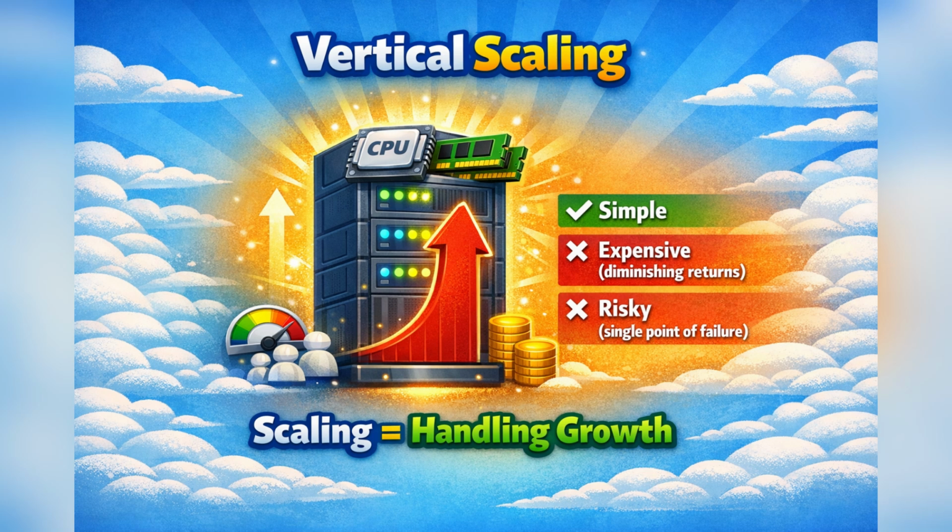However, it has limitations. First, it becomes very expensive as you keep upgrading. More powerful hardware doesn't scale linearly in price. It often gets disproportionately more expensive. Second, there's a hard limit. At some point, you simply can't upgrade the machine any further. And finally, there's a major reliability issue. If that one machine fails, your entire application goes down. So while vertical scaling works for smaller systems, it's not ideal for large-scale, high-traffic applications.